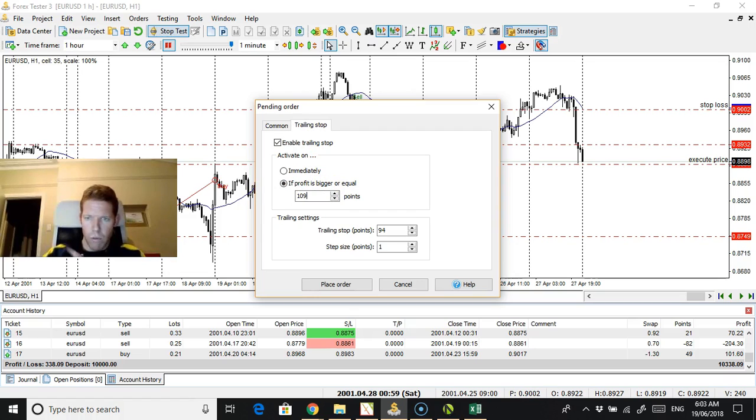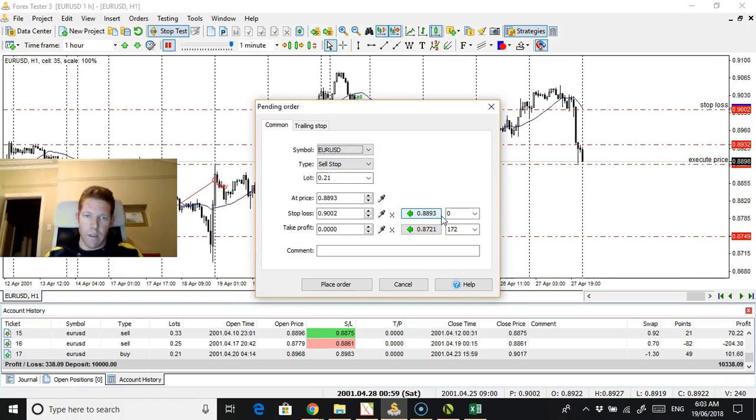So I don't have a set pip. It's more what the chart gives me, and that is what I'll base it on, where the moving average is, not a designated pip allocation of risk. So it is a sell trade at 0.8893. And the stop loss is at 9082.